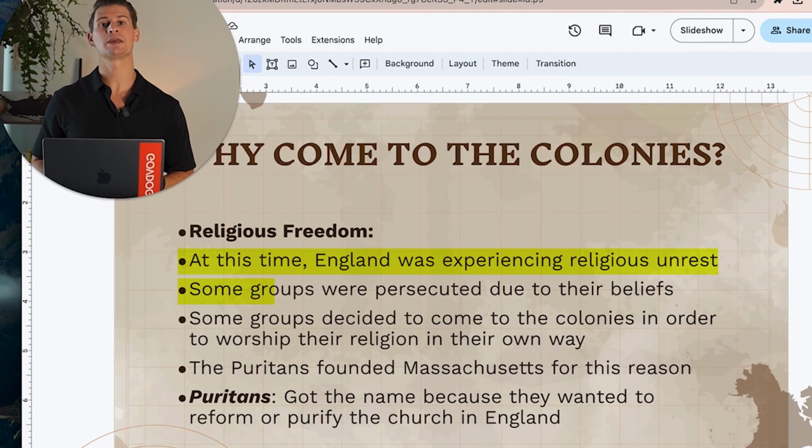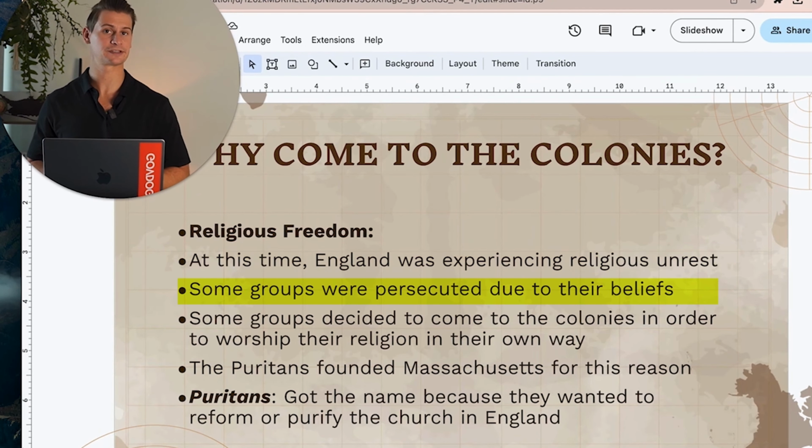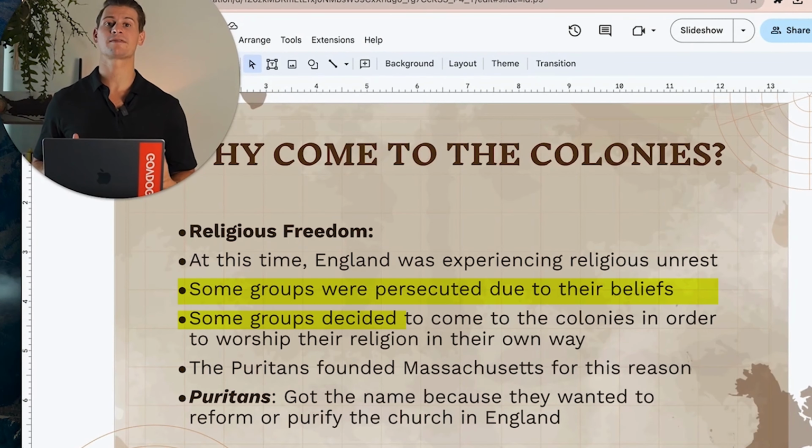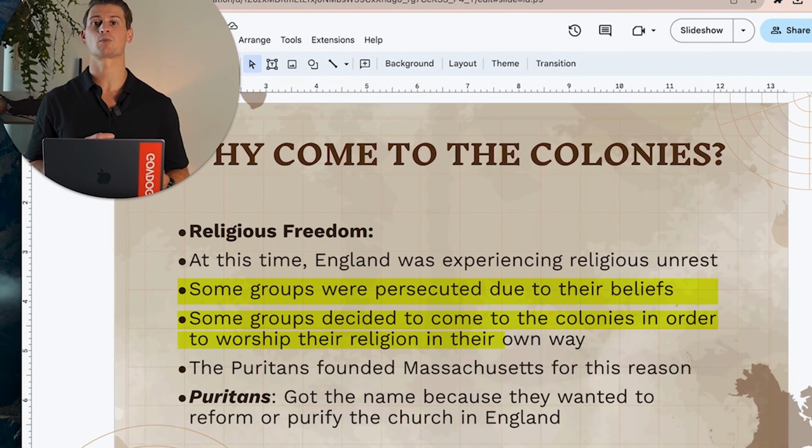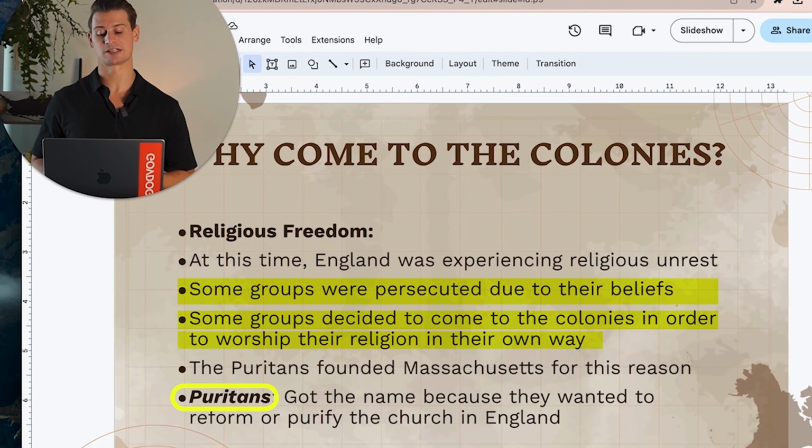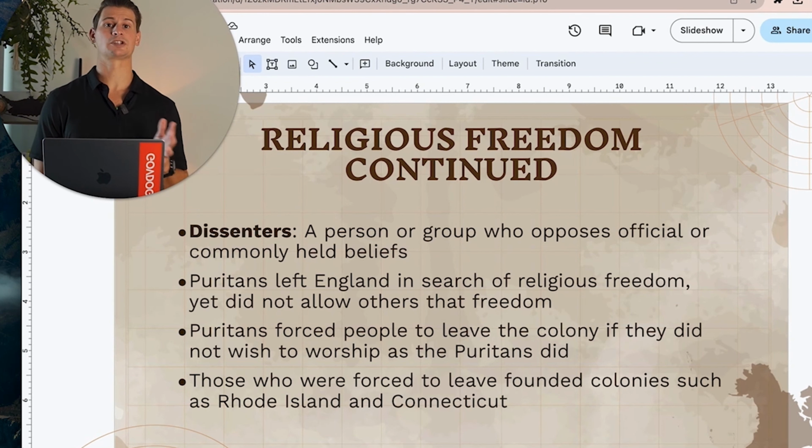And because of that, some people were persecuted because of their religious beliefs. Because they were being persecuted, a lot of these people decided to come to the colonies so that they could worship and practice their religion freely. One of these groups is known as the Puritans. The reason why we call them Puritans is because they wanted to purify their religion and purify the church in England.